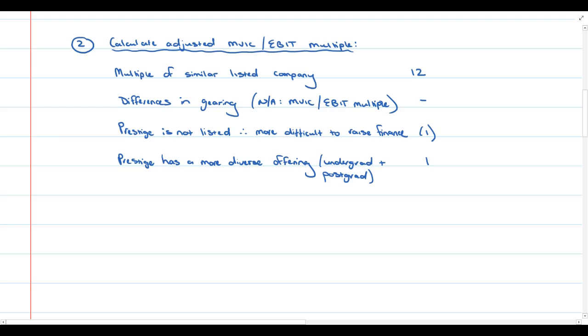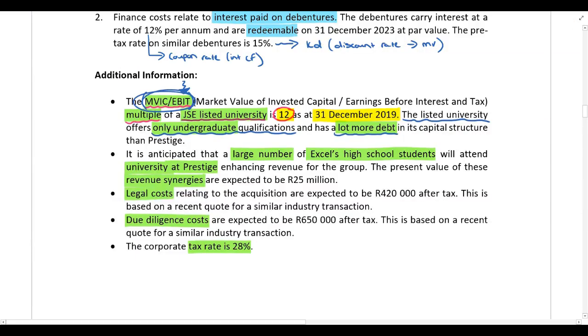Then we need to consider whether there are any specific differences mentioned in the question, and we have already addressed all of the specific differences mentioned in the question. We were told that the listed university only has undergrad qualifications and also that they have a lot more debt in their capital structure. We have considered both of those things. There is nothing else additional that we've been provided with that we need to consider. Then lastly, you just need to consider if there are differences in future growth expectations. So if the one company is expected to grow faster than the other company, we need to adjust for that. Once again, you haven't been provided any information about differences in growth rates in the future, so we can't process an adjustment.